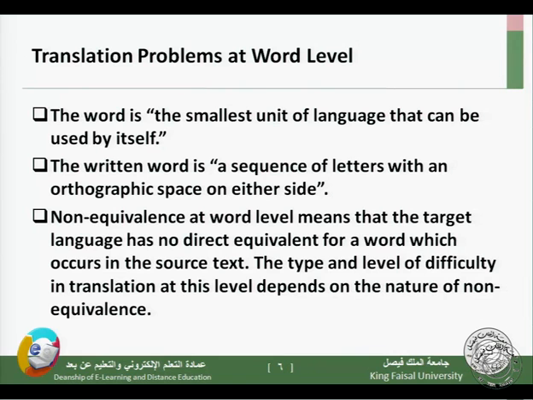Now, as a translator, you need to ask yourself: I'm translating from Arabic into English, and if there is a word in Arabic, does it have a direct equivalent in English? Like an-naqa. Don't tell me camel. No. Does an-naqa in Arabic have a direct equivalent? I don't want to explain, to say female camel and so on. I want to know, does it have a direct equivalent? No, it doesn't. This is what we mean by non-equivalence at word level.